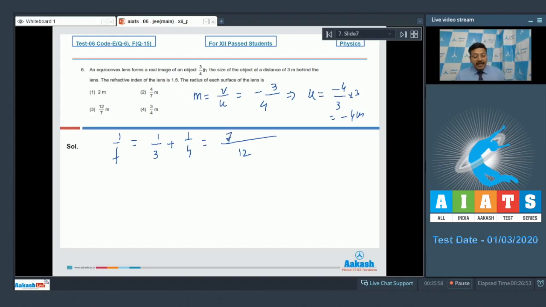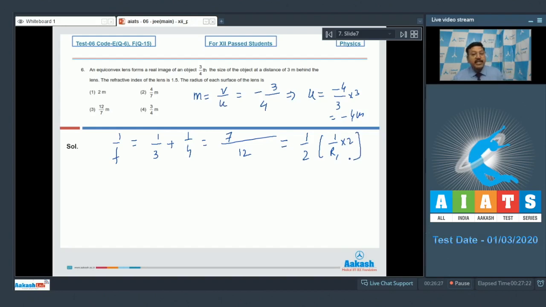Now we are interested in finding the radius of the surfaces. So let's bring in the lens maker's formula, which says 1 by F equals mu minus 1 into 1 by R1 minus 1 by R2. Mu minus 1 is in fact 1.5 minus 1 or 0.5 or 1 by 2. And this is then 1 by R1 minus 1 by minus R1 again. So it is 1 by R1 into 2. That's what we can put.